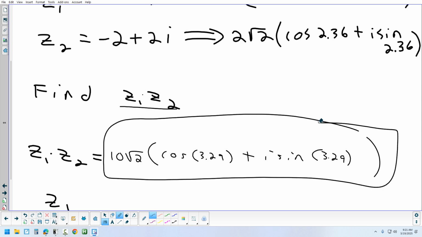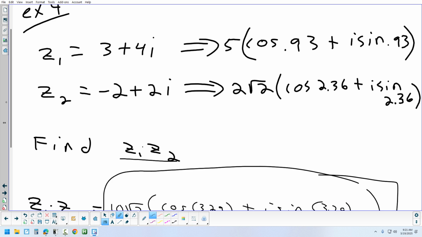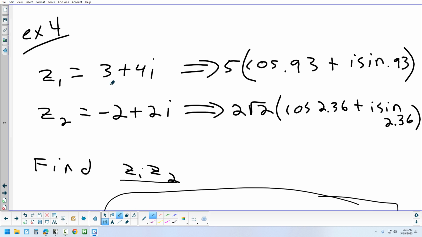And that's it. So multiplying them together by adding the angles and multiplying the radii takes the place of everything you would have done in standard form. You don't have to worry about distributing, combining like terms, or changing i squared to -1. That all goes away. But you have to understand how to write this in trig form. That's the trade-off.